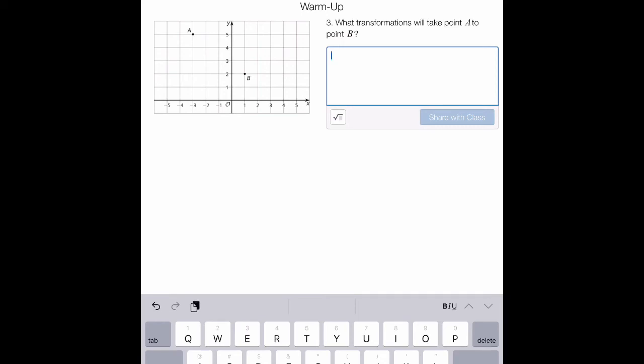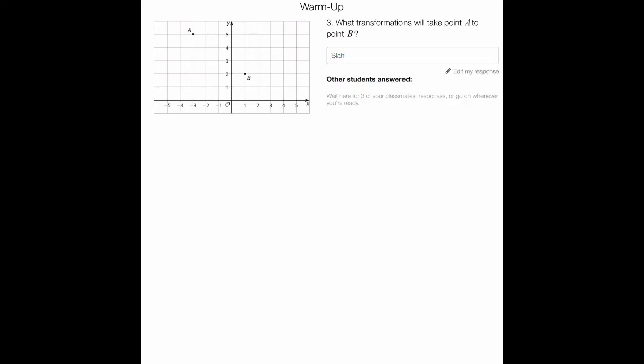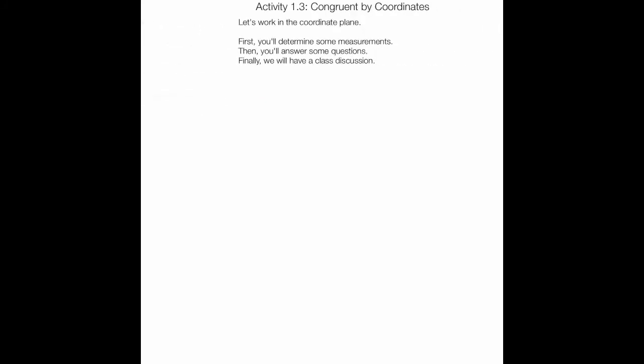You're gonna go left, or you're gonna go right, or you're gonna go up, or you're gonna go down. Be descriptive in this response. Okay, so you can pause me and share that. And then hit next. Activity 1.3. So we're going to skip second activity and go to this activity here.